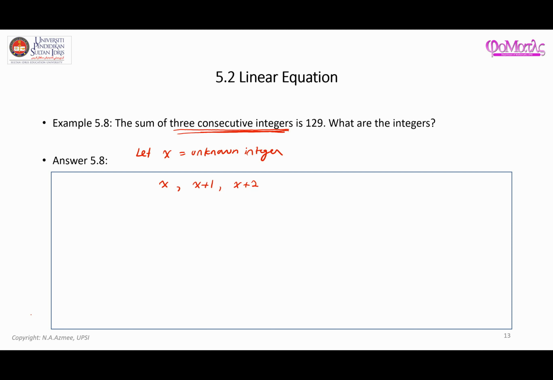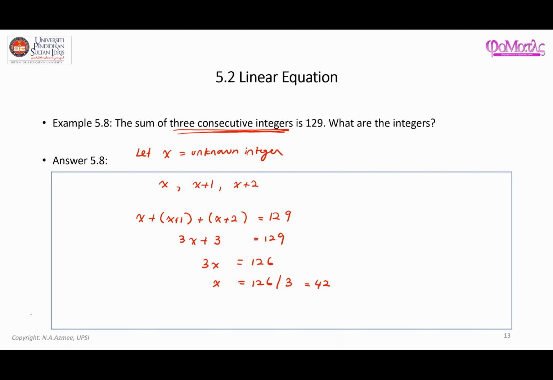The sum of these integers is 129. Therefore, we can create a mathematical statement. So x plus x plus 1 plus x plus 2 must be equal to 129. And then we group all the x's together. So I will have 3x plus 3 equals 129. 3x is 126. Therefore, x is 126 over 3, and the answer is 42.